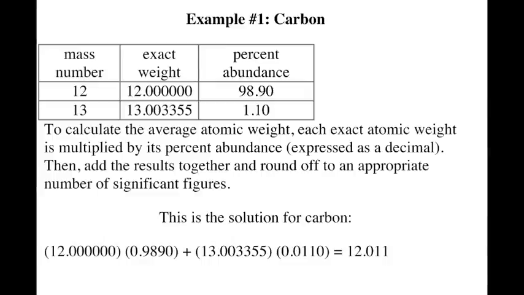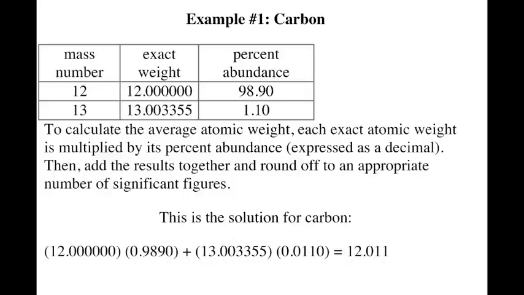After the brief explanation on how to calculate average atomic mass, let's start going into examples. The first example that we will start on is carbon, then nitrogen, then we'll go into chlorine and silicon. The first example that we'll go into is carbon.